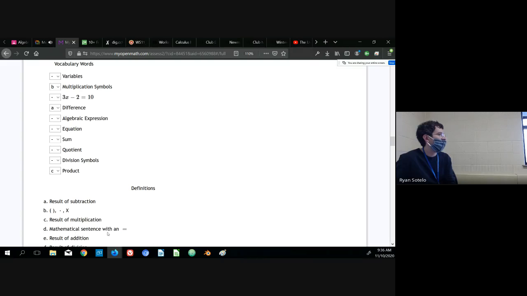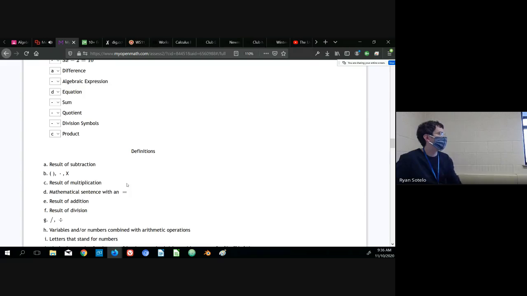A mathematical sentence that includes an equal sign. Yes. An expression doesn't have the equal sign. A result of addition. Very good. Result of division. Good. What are these symbols for? Very good. Were these easy for you?